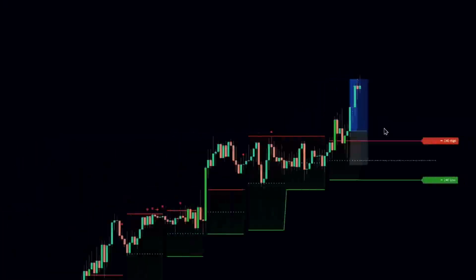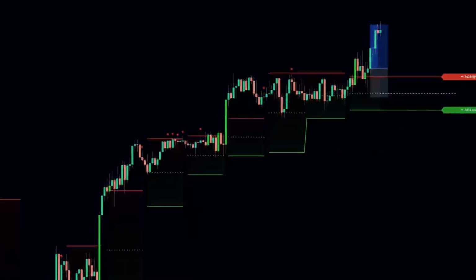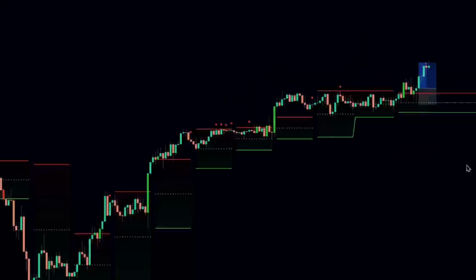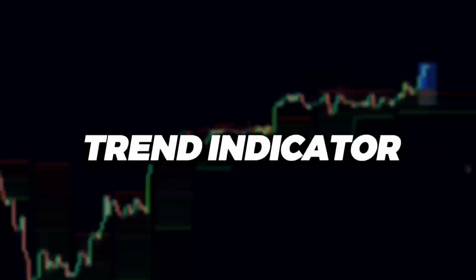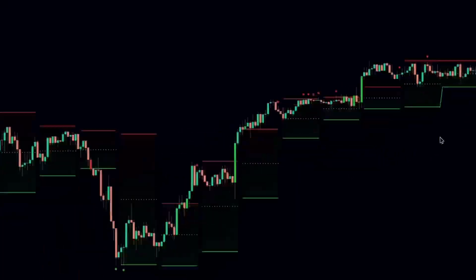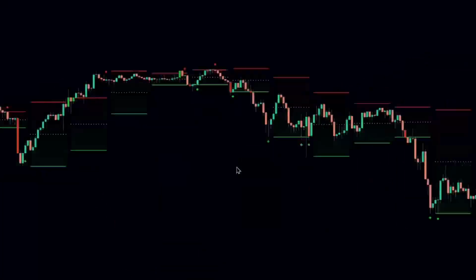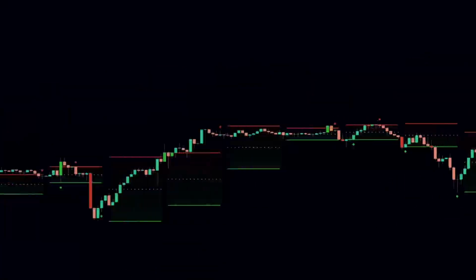As I've mentioned before, trend is crucial for this strategy, so the next step is to add a trend indicator. This will help filter out false signals, especially when the market is choppy and consolidating.